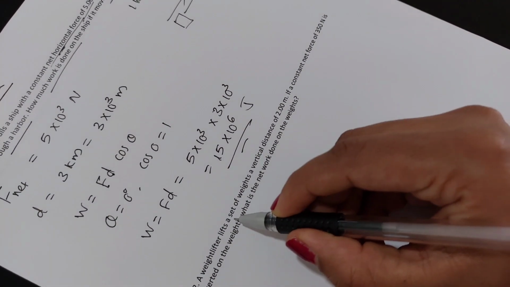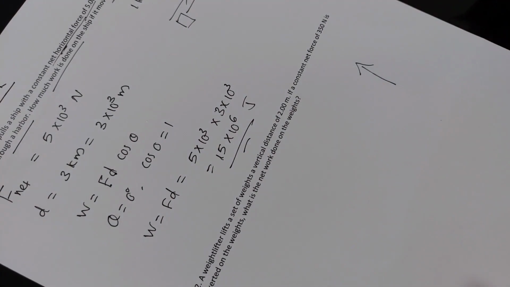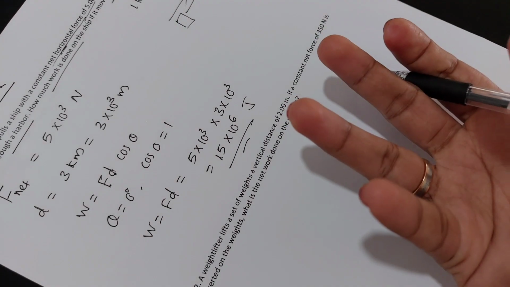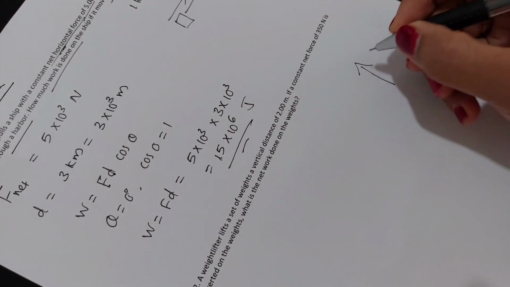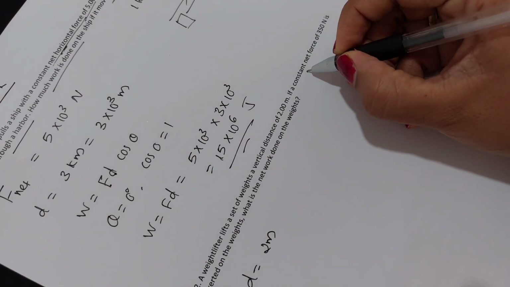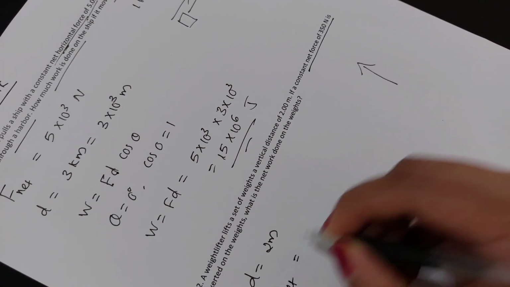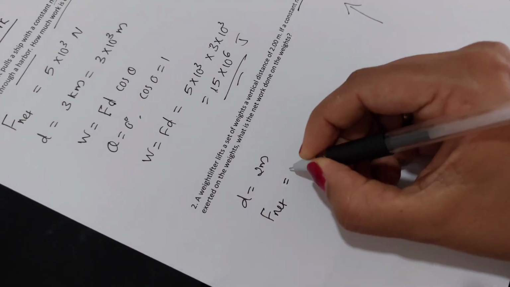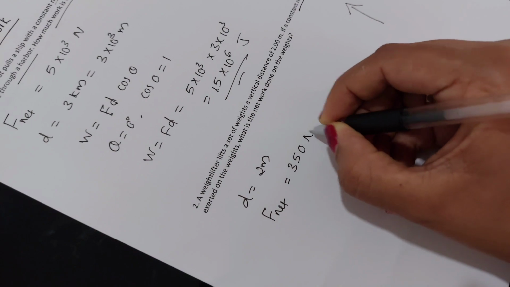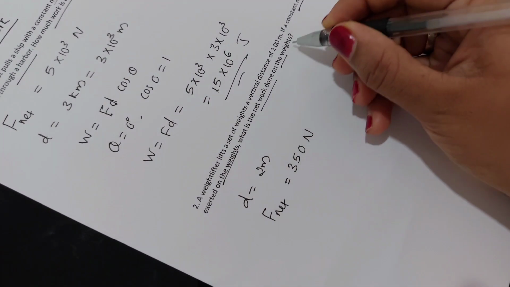a weightlifter lifts a set of weights a vertical distance of 2 meters. There is a person lifting weight in the upward direction. Of course, lifting will be upward. So that's a distance of 2 meters with a constant net force of 350 Newton. The net force applied is 350 Newton, that is exerted on the weights. What is the net work done on the weight?